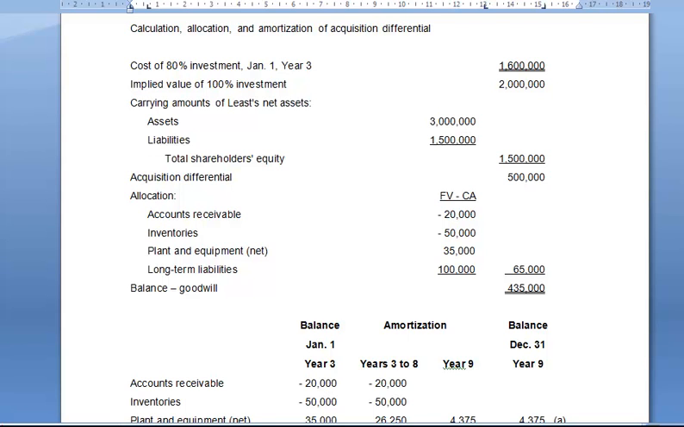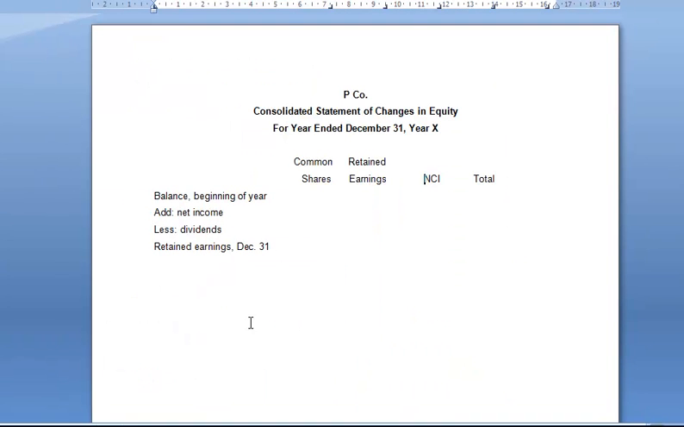Now I know for some people they haven't perhaps done a statement of changes in equity, so I'm just going to flash up a little bit of what it might look like once it's completed. It looks like a statement of changes for each of the equity accounts. So we can see in our problem we have common shares, retained earnings that would have a consolidated balance as well, NCI, and then the total.